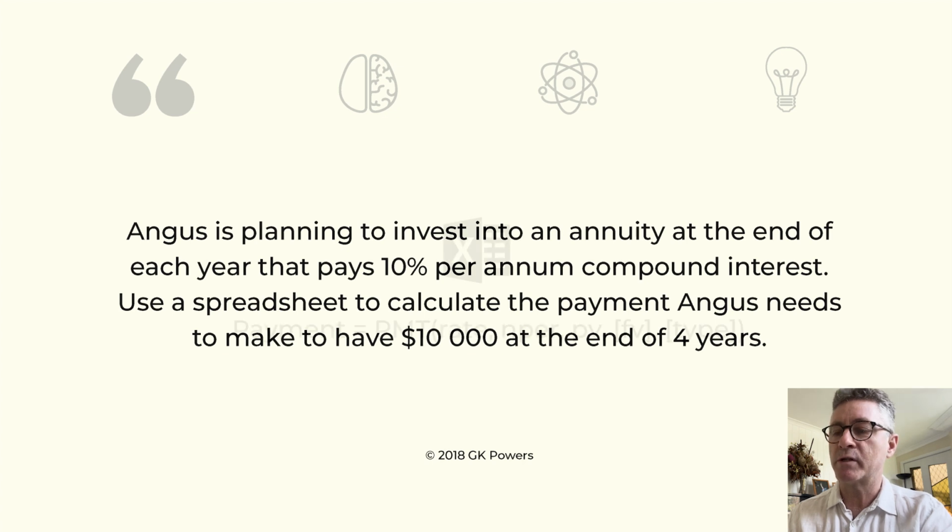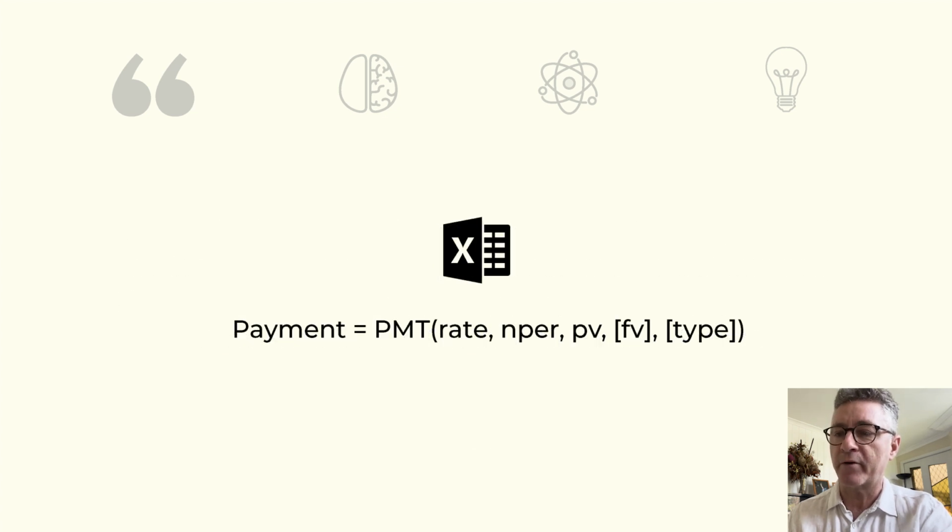in Excel, which is this PMT or payment function. The payment function has a number of variables inside it. First of all, you've got the rate. We know what that is, it's 10%. Then you've got the number of periods, we know that's 4. You've got the present value, which is to say, what do you start off with? Well, that's going to be 0.